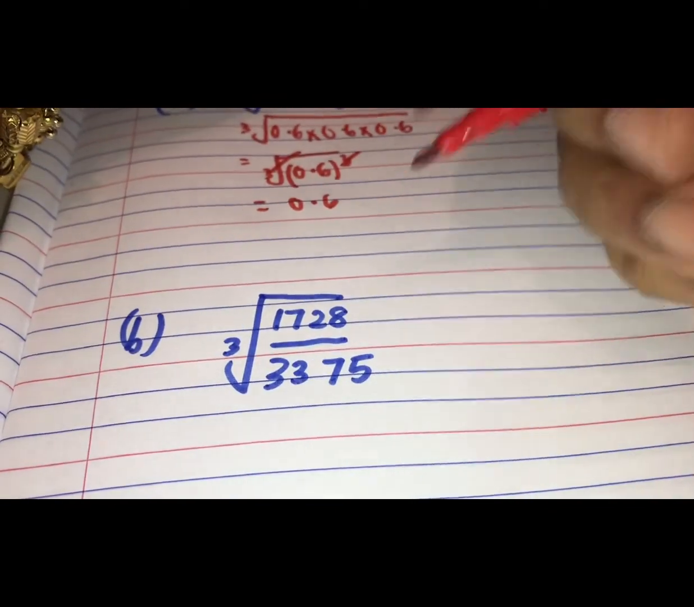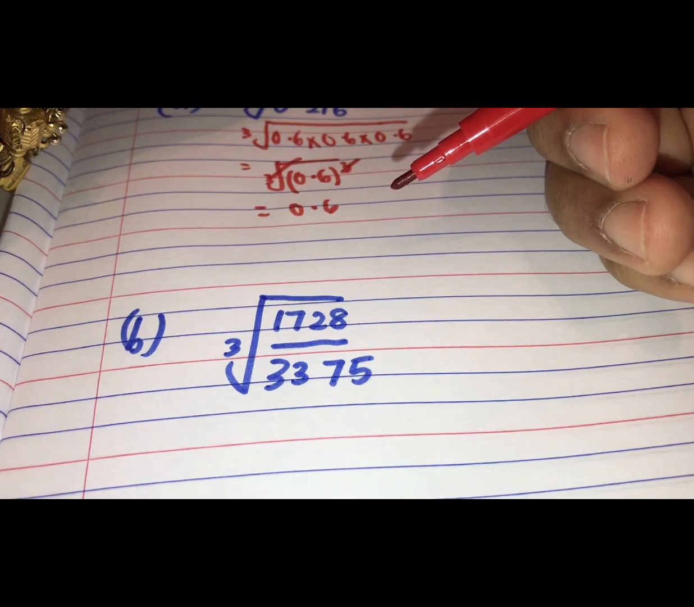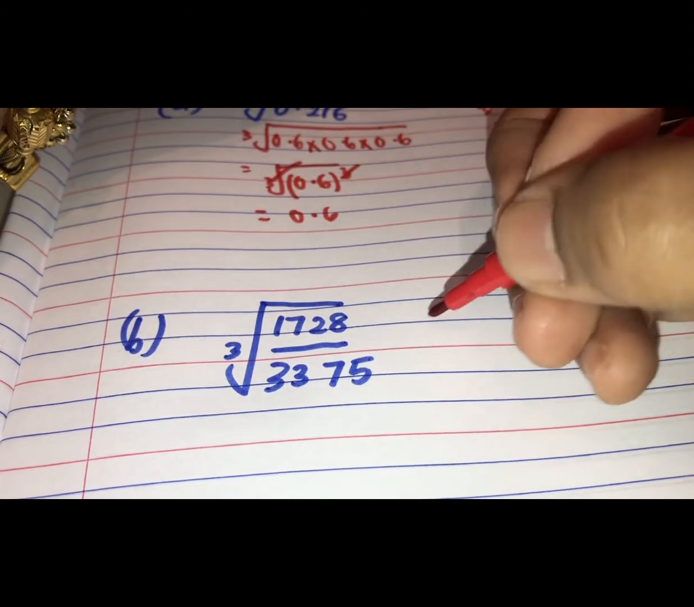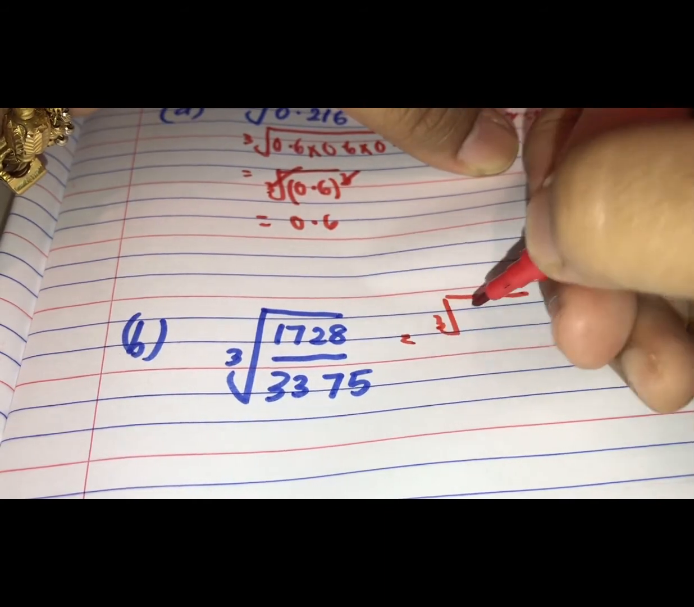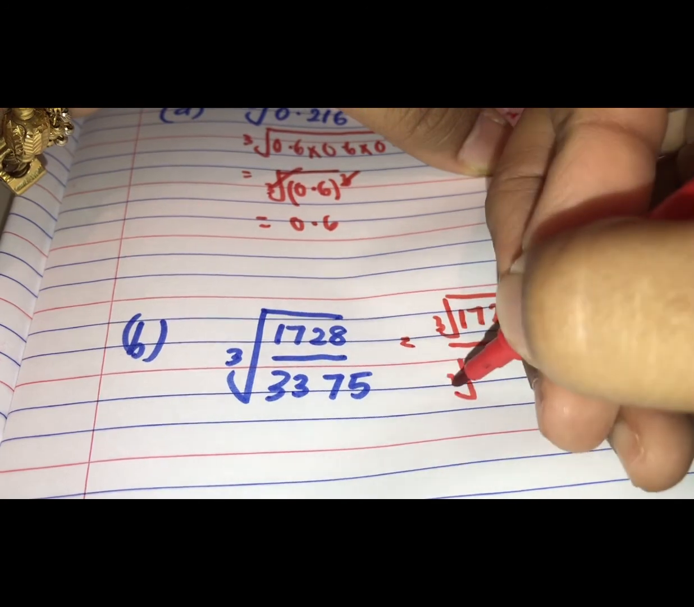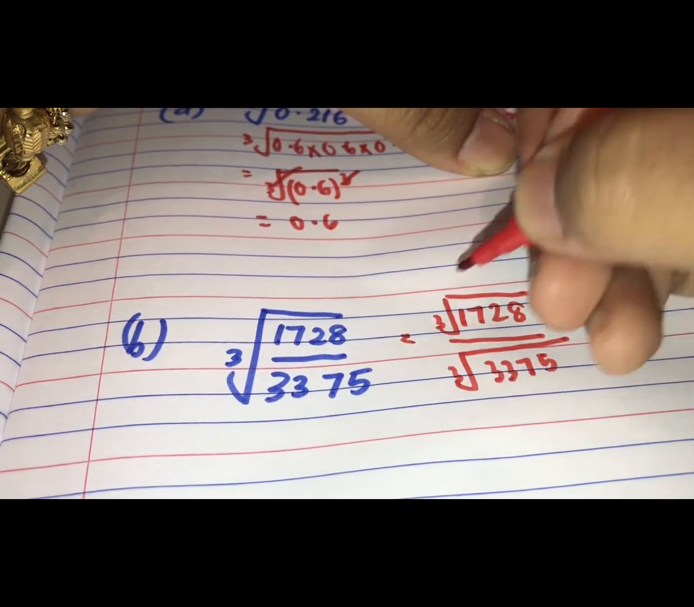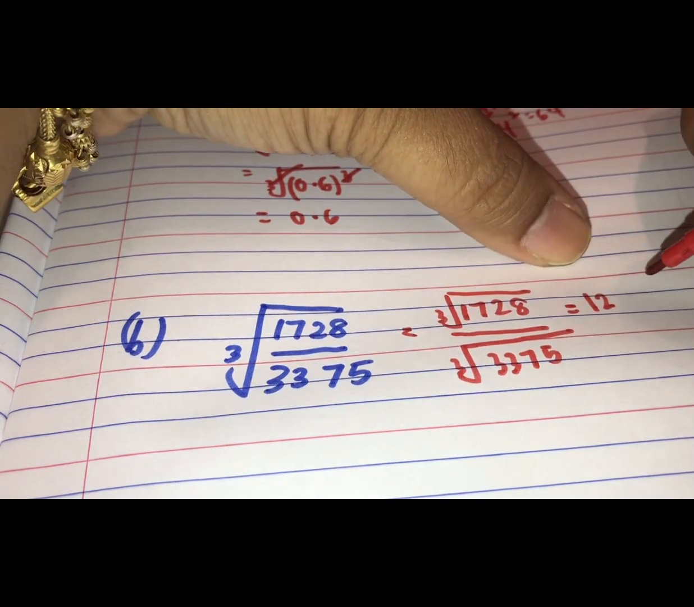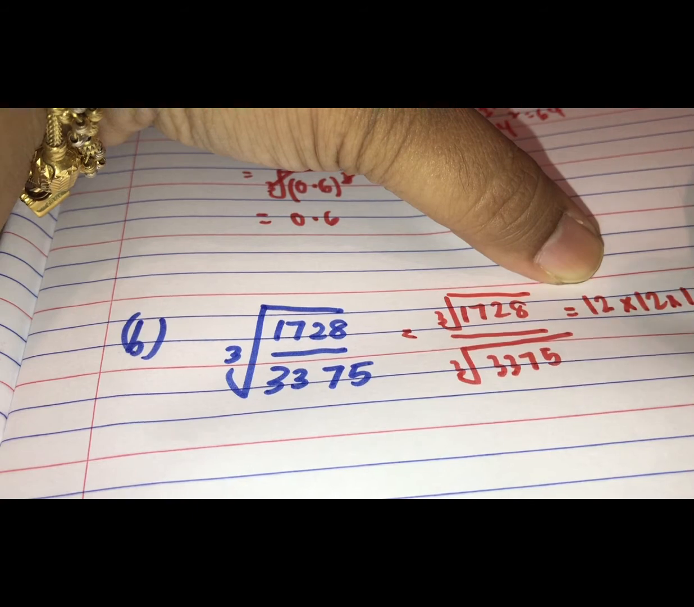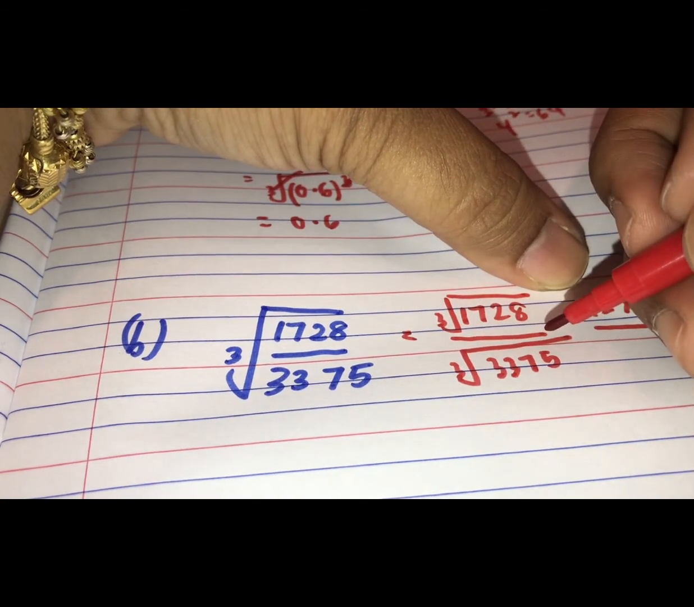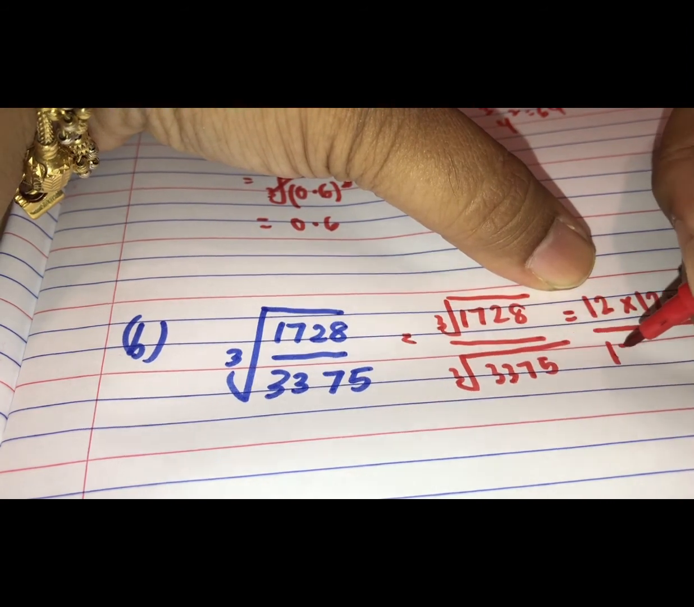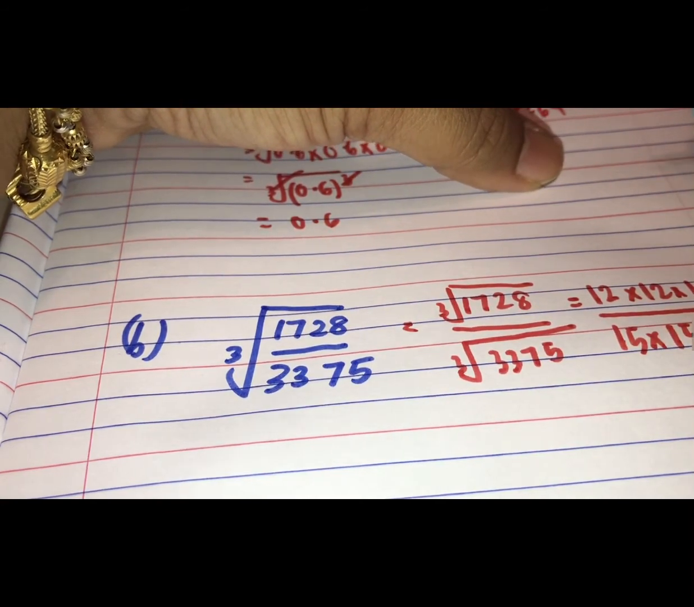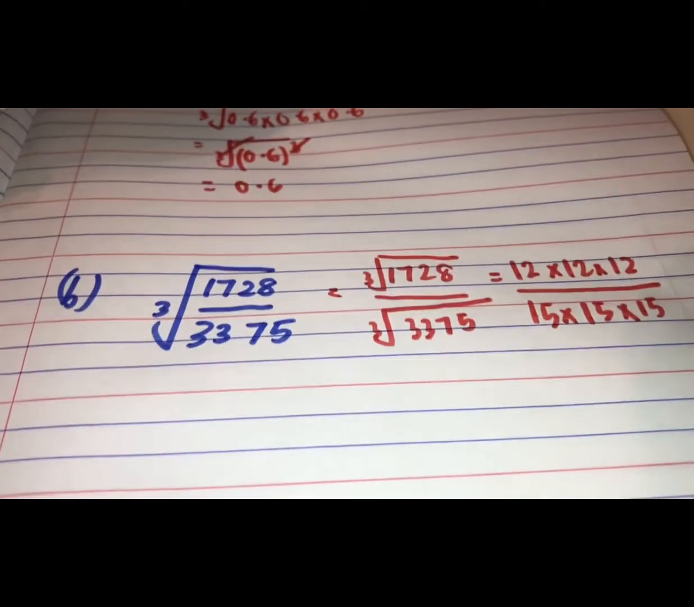Then here, 1728 over 3375. You can write separately like this: cube root of 1728 over cube root of 3375. 1728 equals 12 times 12 times 12, so you get 1728. 3375 equals 15 cubed. Perfect cubes, you can remember until 15 cubed. Usually the question will ask until 15 cubed, so better you memorize until 15 cubed.